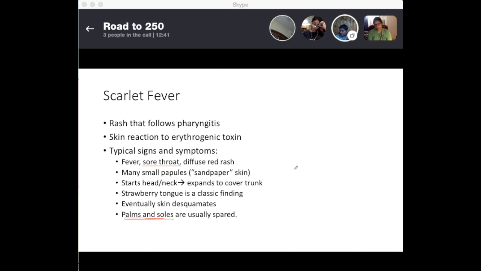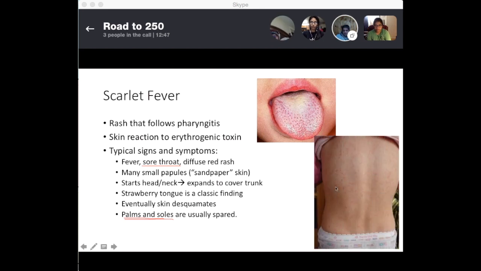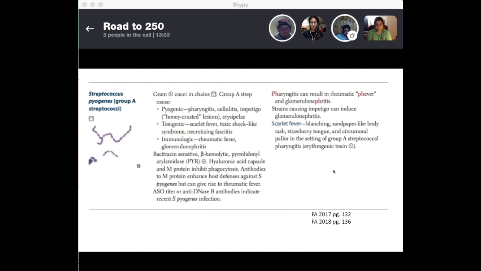All right. So this is your strawberry tongue. It kind of looks like a strawberry. And this is probably not the best picture for a sandpaper rash, but it's the one I found on Wiki. It kind of gives you a good idea as to what it looks like. So this is basically just a review slide. I'm not really trying to highlight much from here, except we've covered most of it.